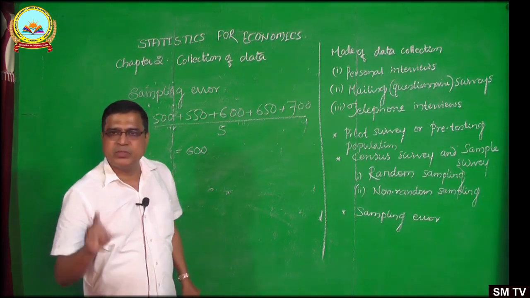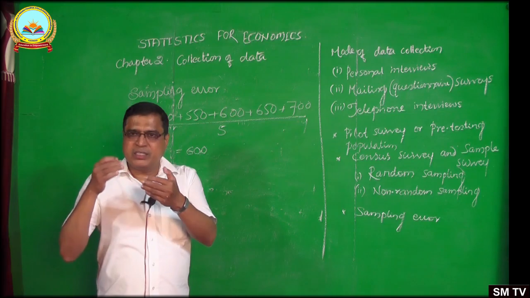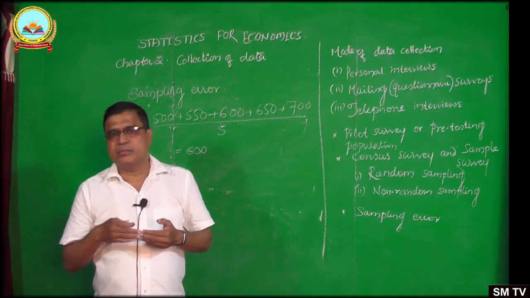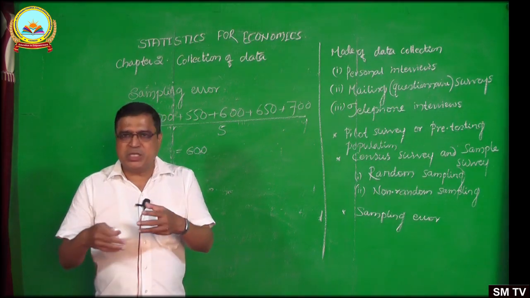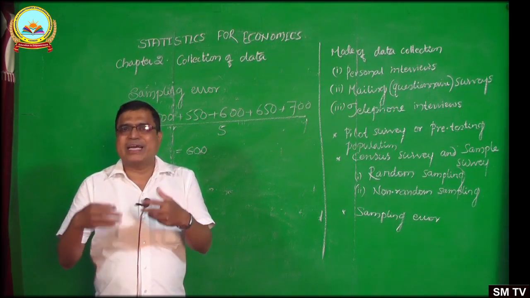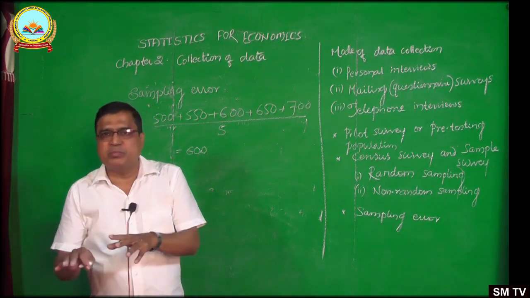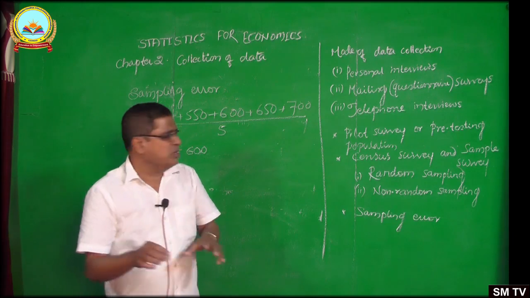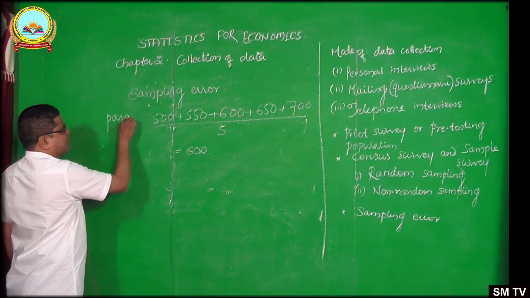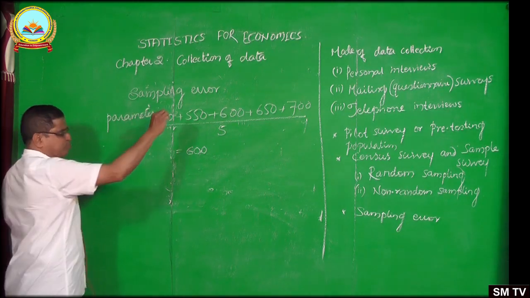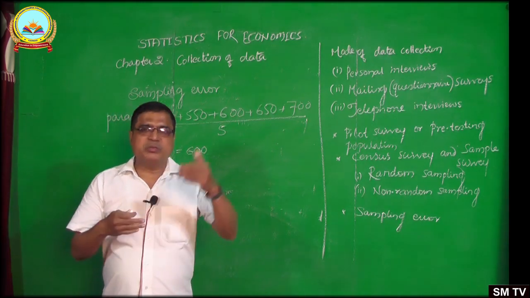Average income is 600. So this statistical measurement or statistical tool which has been developed or calculated using all the units of the population or universe is called a parameter. It is called parameter. That is the true value of the population.